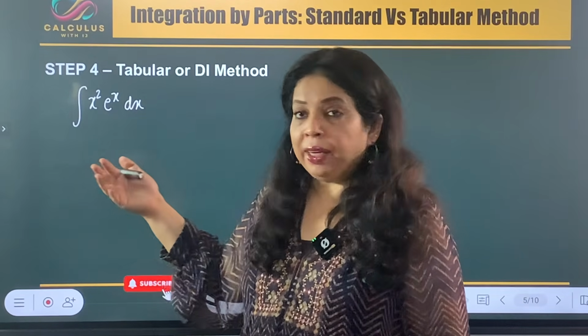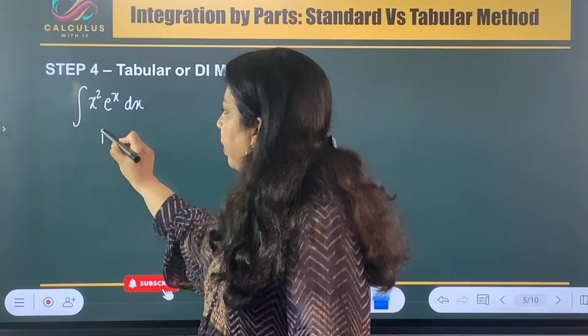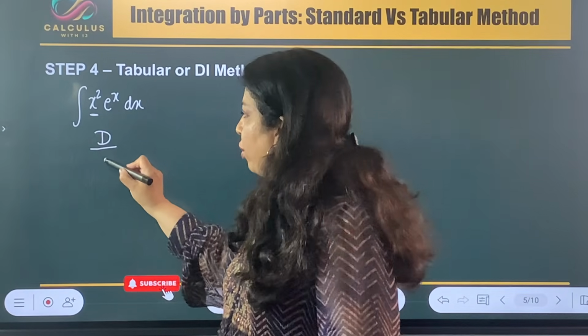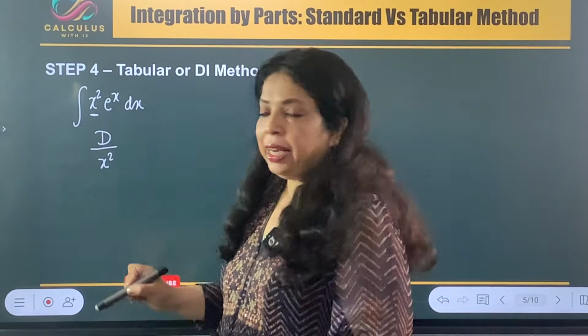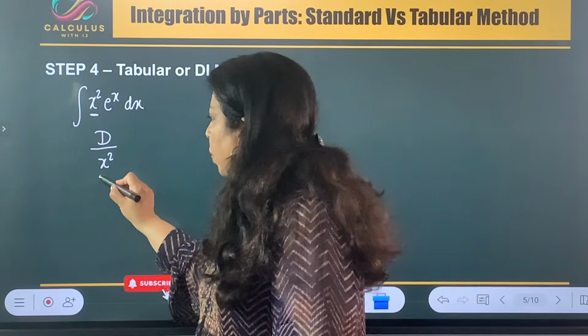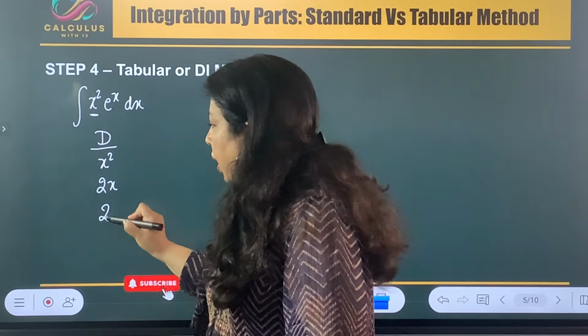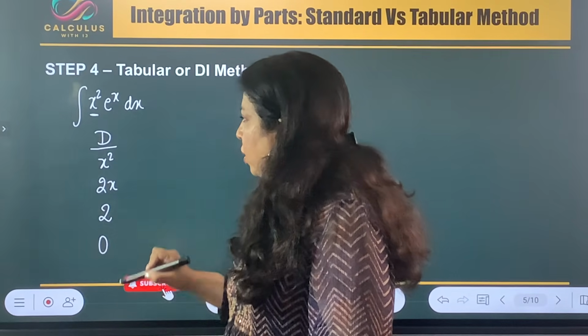So we are creating two columns. First is the derivatives column, where we are taking derivatives of x square. First we write x square, then the derivative of x square is 2x. Then the derivative of 2x is 2. Again, the derivative of 2 is 0.